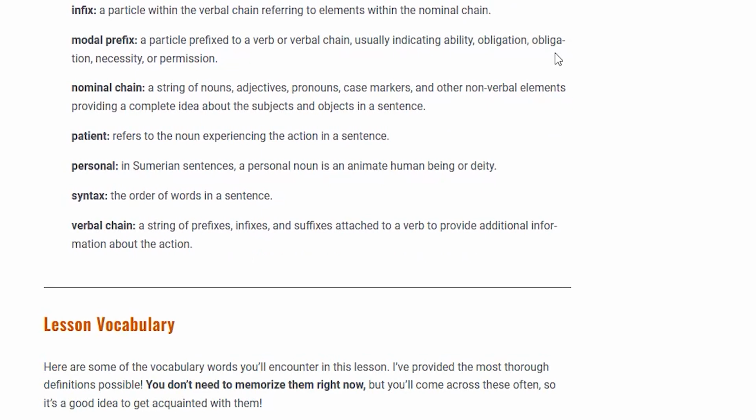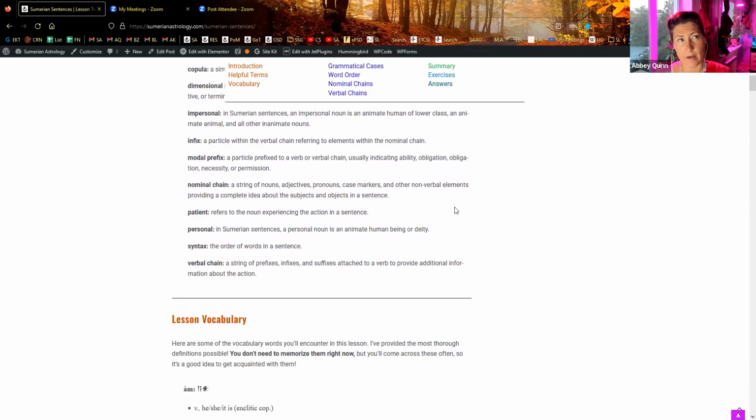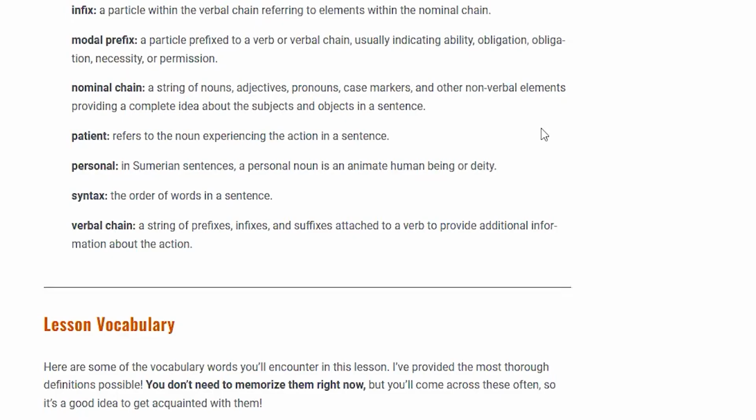The patient refers to the noun experiencing the action in a sentence. So if I built the house, then the house is what is experiencing the building. The house is the patient, whereas I am the agent. I'm the one causing it. Syntax, the order of words in a sentence. Verbal chain, a string of prefixes, infixes, and suffixes attached to the verb to provide additional information about the action.